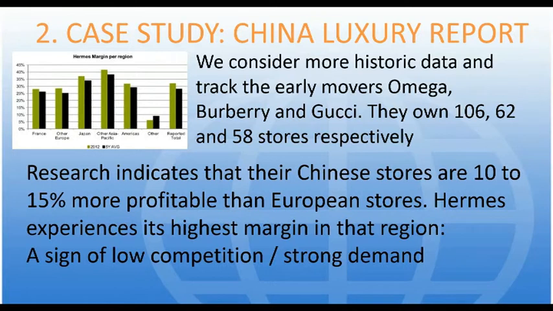Next, we're going to consider some historic data in order to continue exploiting the first mover disadvantage. By tracking the early movers, we're looking here at data pertaining to Omega, Burberry and Gucci. We learned that these brands owned 106, 62 and 58 stores respectively throughout China. Perhaps to our surprise, it transpires that their Chinese stores have been 10 to 15% more profitable than their European stores. This is interesting because notwithstanding the fact that taxes are so high in China, they've nevertheless been able to be more profitable than they are in Europe.